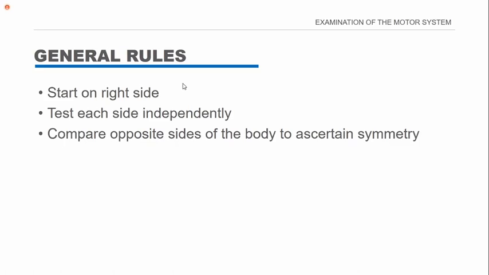Test each side independently, and then continue to compare the two sides of the body for symmetry. Sometimes weakness is very subtle, or the change in tone is very subtle. If you do not compare with the other side, you won't be able to find the difference between the two sides. So it is always necessary to compare the two sides. When you perform the test on one side, it is necessary to perform the test on the opposite side also.